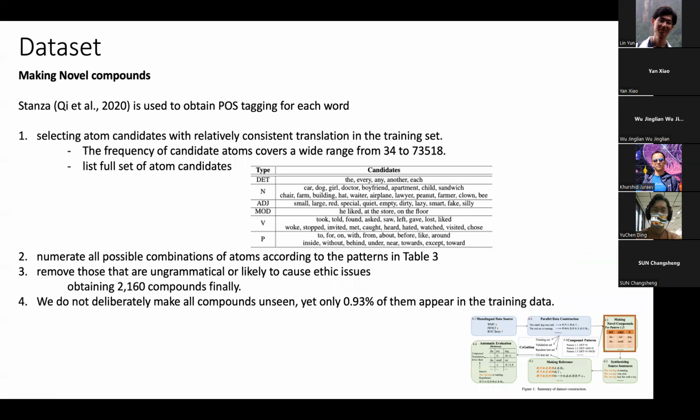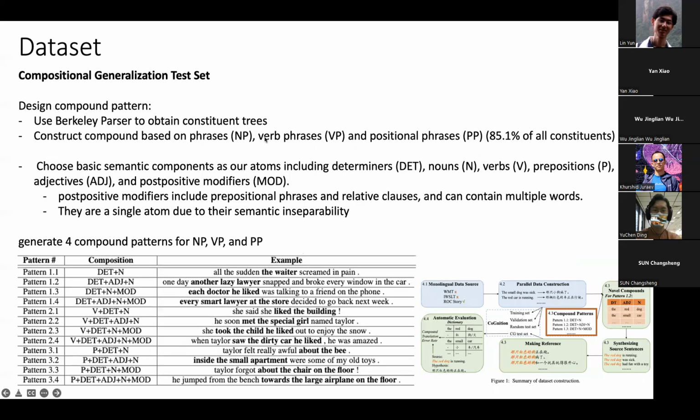No, the compounds have 3 types: noun compounds, verb compounds, and prepositional compounds. And one compound consists of several atoms. Yes, right. So my point is that we will not preserve the compounds. As you mentioned, there are almost no compounds shared between the training and the testing data set, right? Yes. And here the question comes to what do we preserve from these compounds?